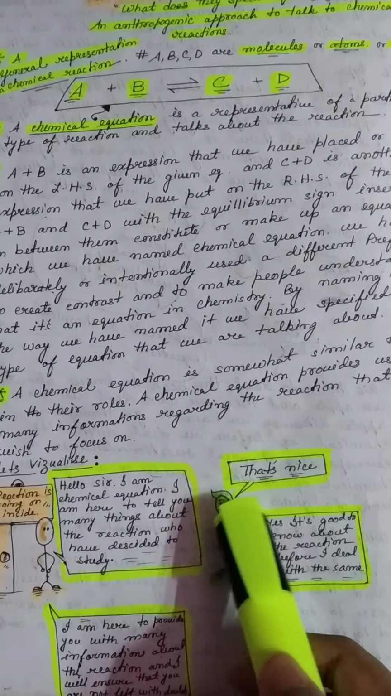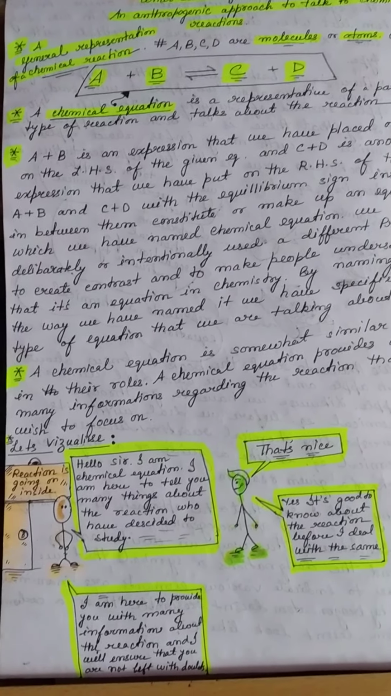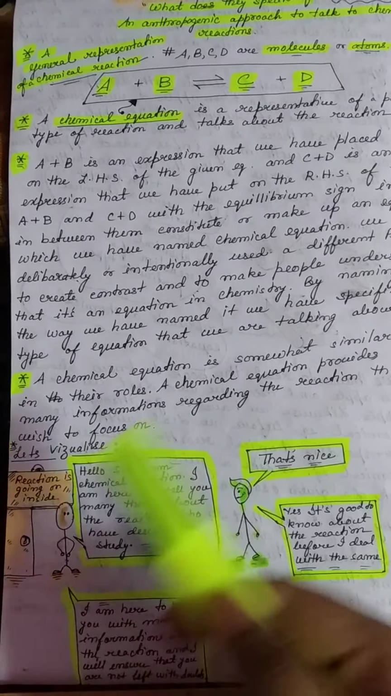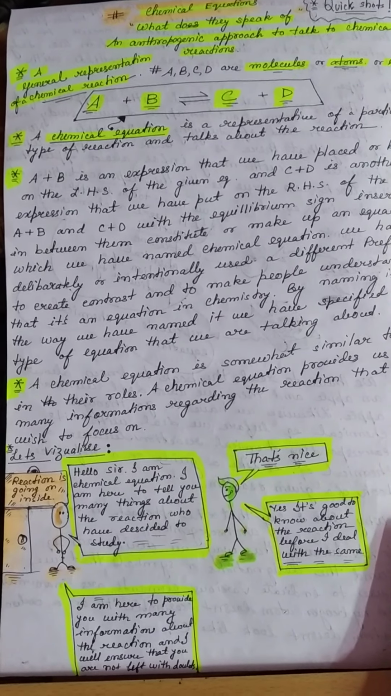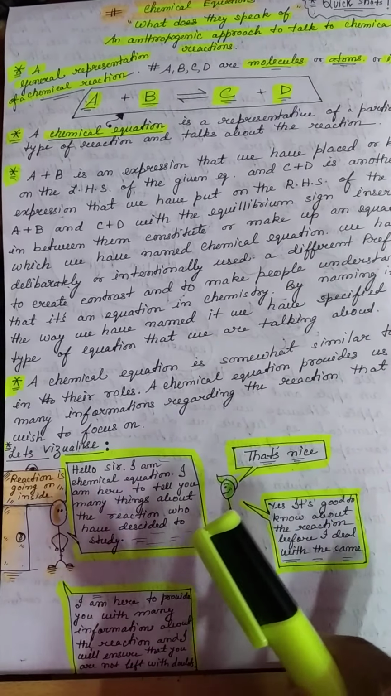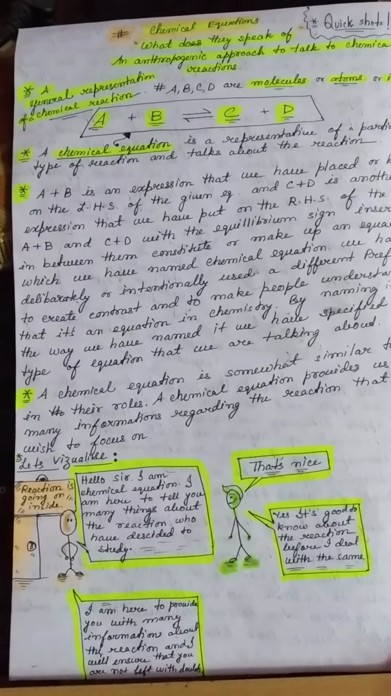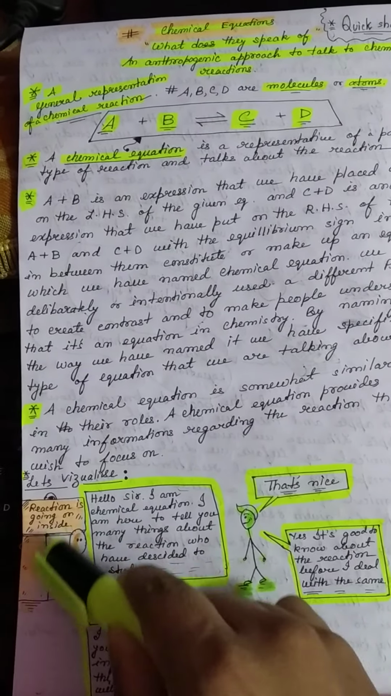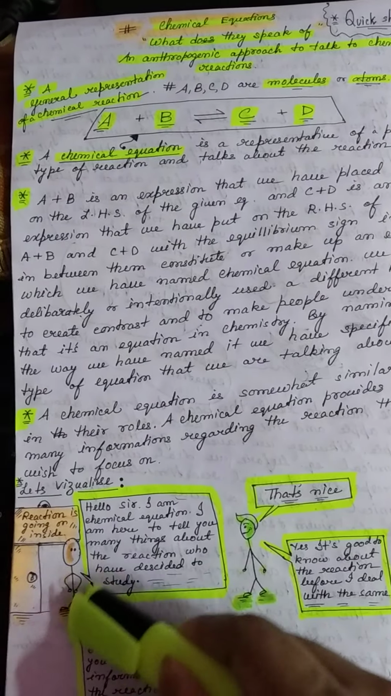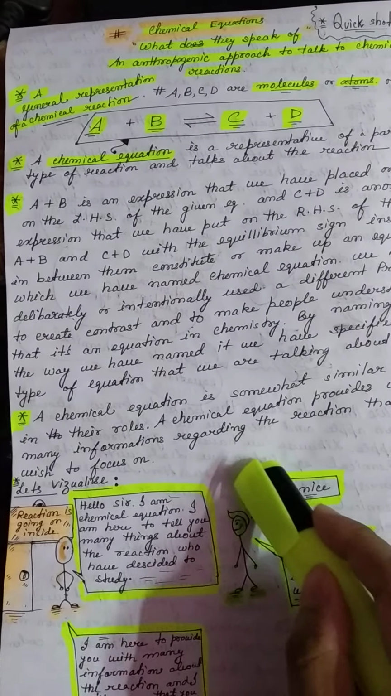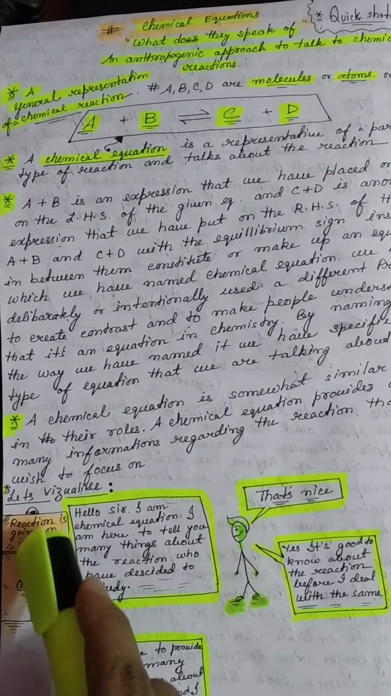So the reply comes from him. That's nice. Yes, it's good to know about the reaction before I deal with the same. And this guy says something more. I'm here to provide you with much information about the reaction, and I will ensure that you are not left with any doubt. So this individual represents a chemical equation, or we can take it as if this individual were a chemical equation, and this individual is the observer, for example, the one who is going to study the reaction, and the reaction is going on indoors.